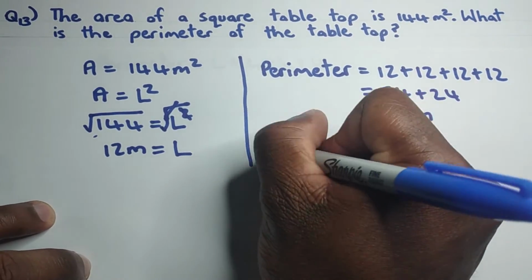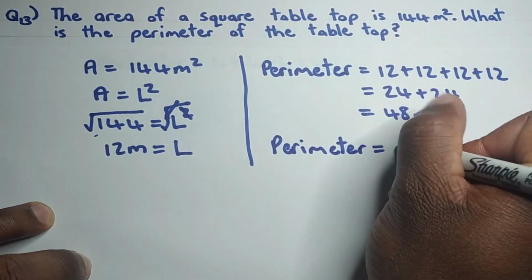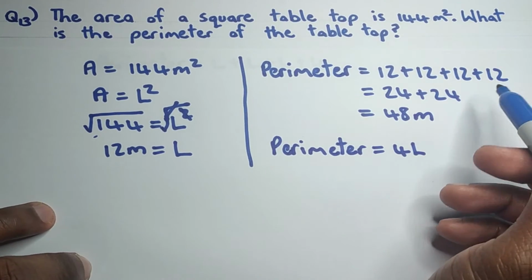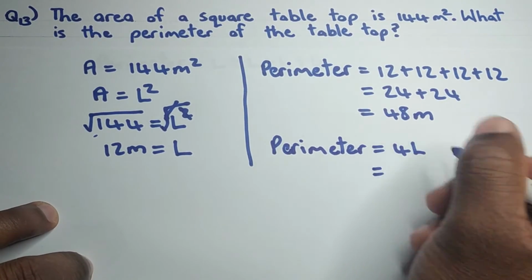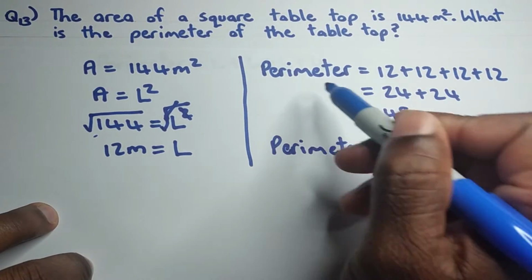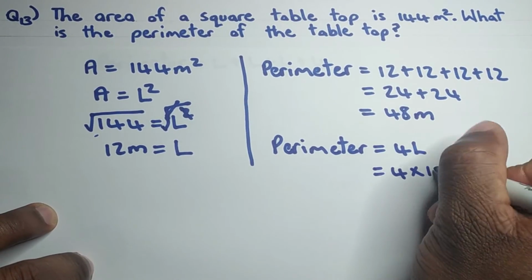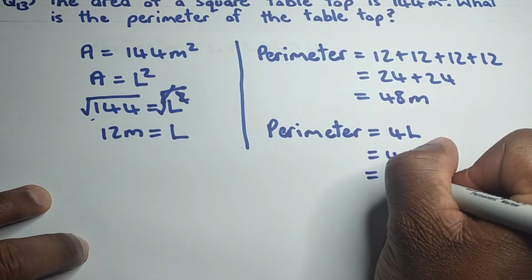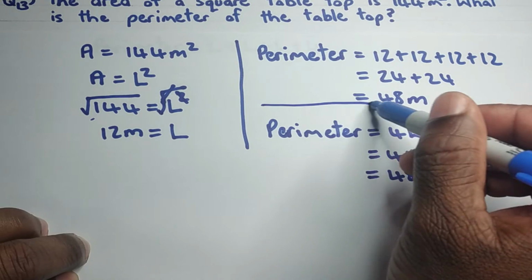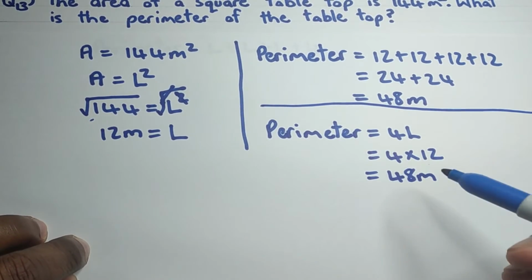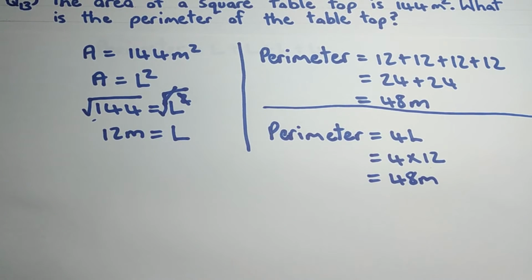Another way you can find the perimeter: the formula for the perimeter of a square is 4L. Adding 12 four times is the same thing as multiplying 12 by 4. So this is an alternative method to find the perimeter. We could have simply multiplied 4 times the length, which is 12. 4 times 12, that's 48 meters. So you choose. You could have done this part either way. So this is pretty much how we treat question 13.